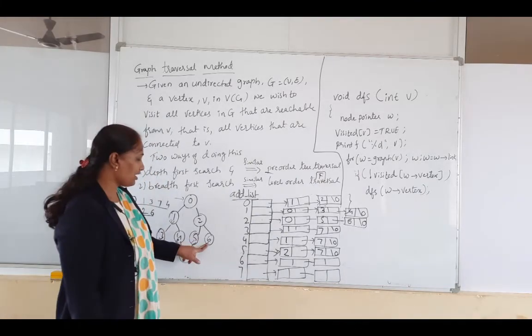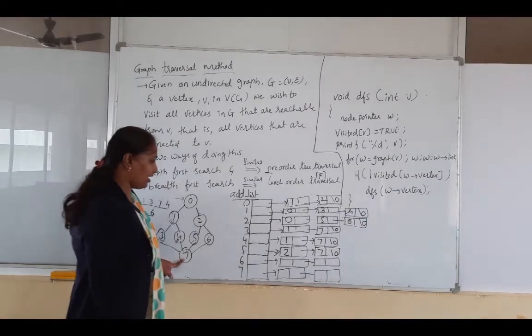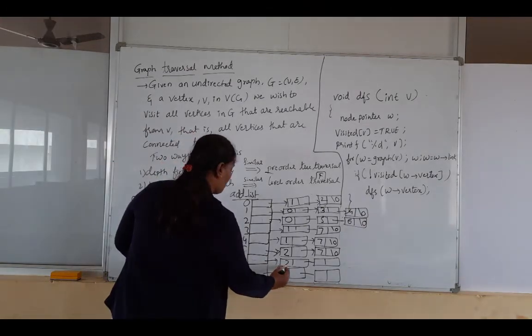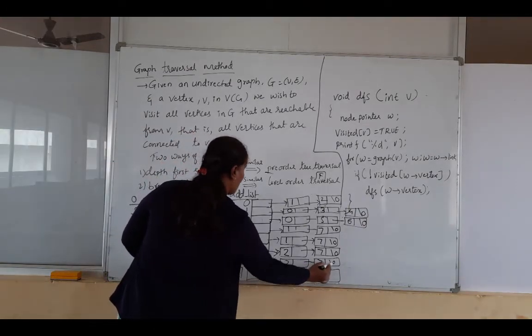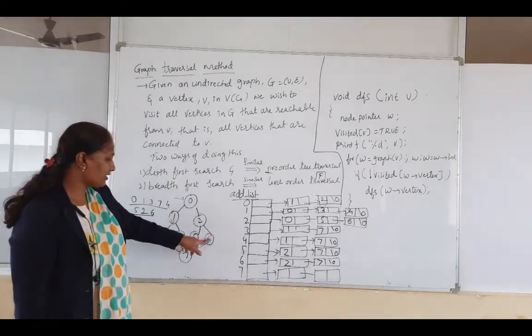Next, come to the sixth vertex. Sixth vertex connected with 2. It is connected to 7 also. So the sixth vertex is connected to 2 and connected to 7. Okay, the sixth vertex is over.